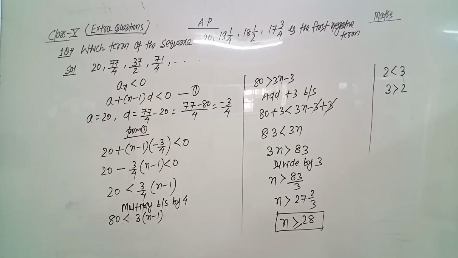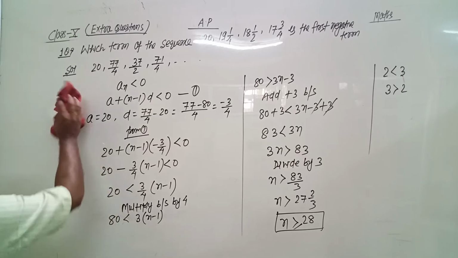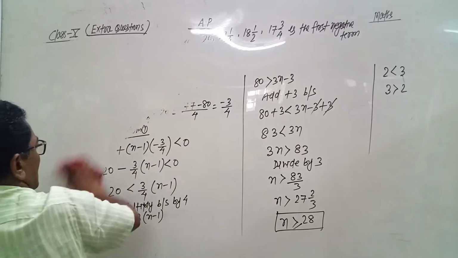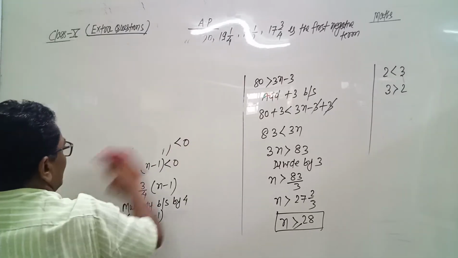So in such type of questions, when we have to find the first negative term, we use the formula a_n is less than 0. Then we solve and calculate the value of n.